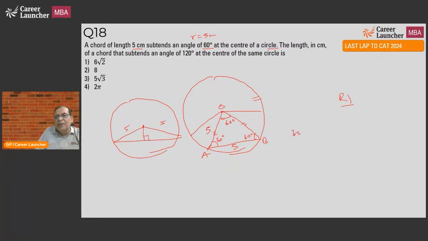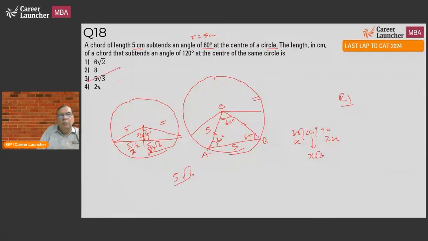I can apply the 30, 60, 90 jugaad. In a 30, 60, 90 right triangle, the hypotenuse is double the smaller side, and the third side will be the smallest times root 3. So if this is x, this will be 2x, and the side opposite 60 degrees will be x root 3. Because this 120, if I am halving it, becomes 60. So this is 5 by 2 root 3, and this is 5 by 2 root 3. That means the length of the chord will be 5 root 3.